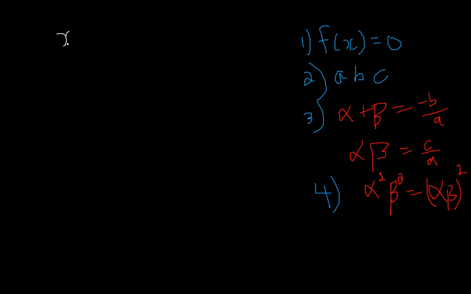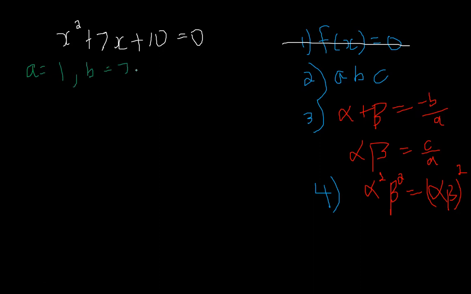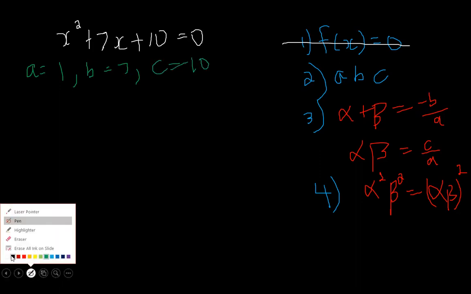Okay, the quadratic is x squared plus 7x plus 10 is equal to 0. Step 1: is this quadratic already equal to 0? Yes, miss. Right, so step 1 is finished. Step 2, identify A, B, and C. Anybody? A is 1, B is 7, and C is 10. Okay, so step 2 is finished.